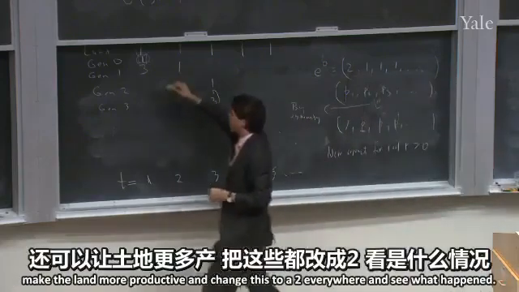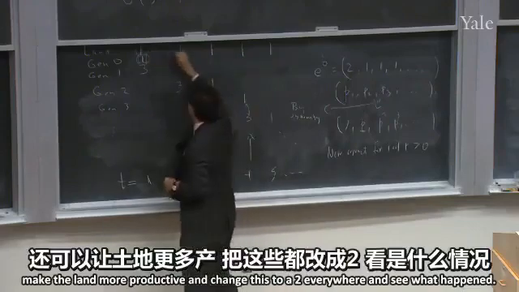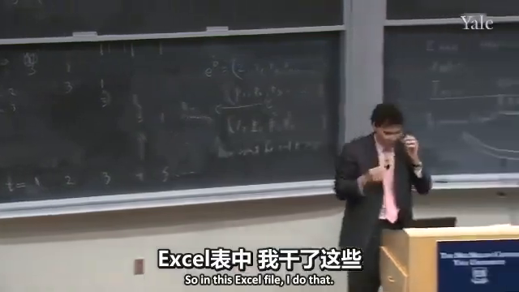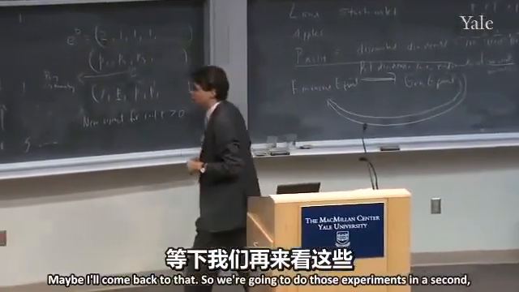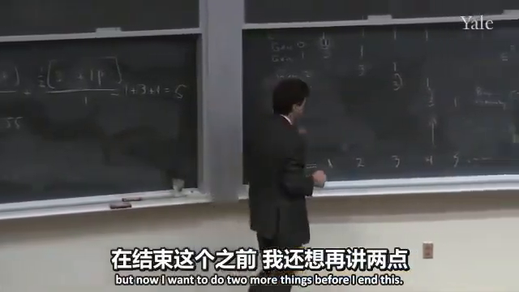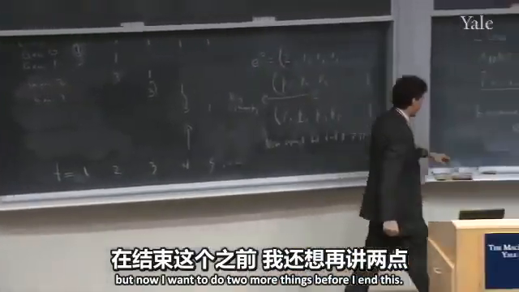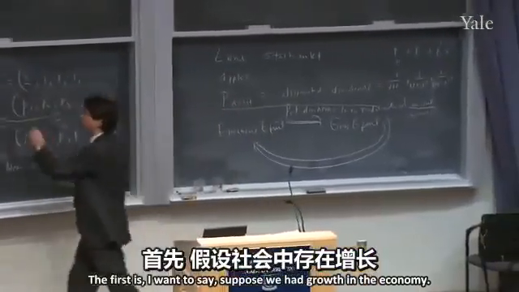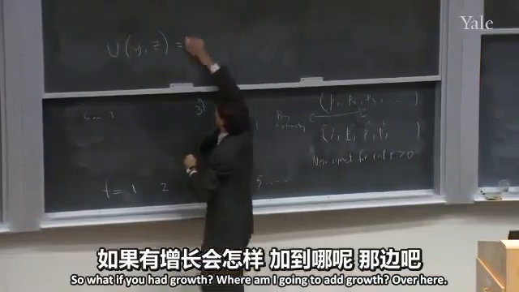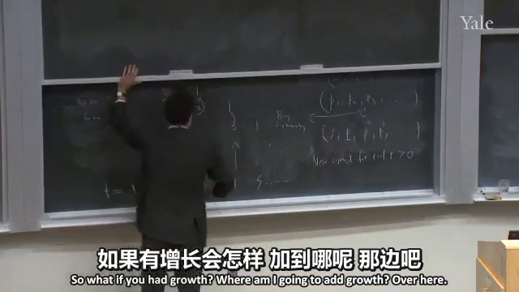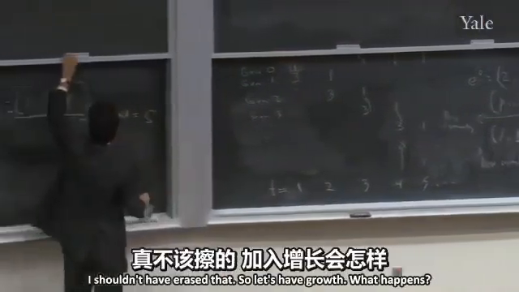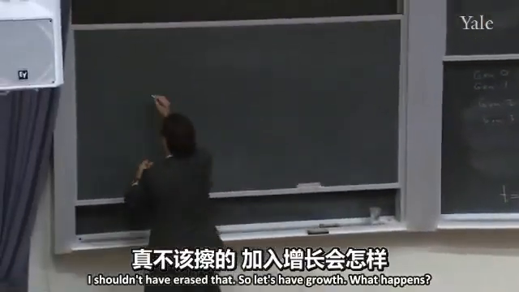You could make the land more productive and change this to a 2 everywhere and see what happens. So in this Excel file, I do that. Maybe I'll come back to that. We're going to do those experiments in a second. But now I want to do two more things before I end this. The first is, I want to say, suppose we had growth in the economy. So what if you had growth? Where am I going to add growth? Over here. I shouldn't have erased that. So let's have growth.